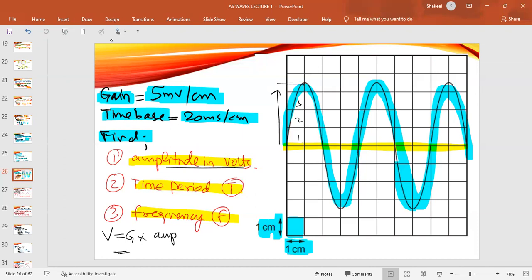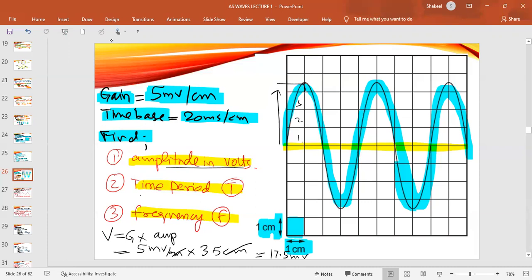And gain is 5. So you will multiply 5 millivolt per centimeter with 3 centimeter. Oh, sorry, it is 3.5 actually, because a bit more is there. So it is 3.5 centimeters. So the centimeter cancel away, and it will be 17.5 millivolt. So the amplitude in volts is 17.5 millivolt.